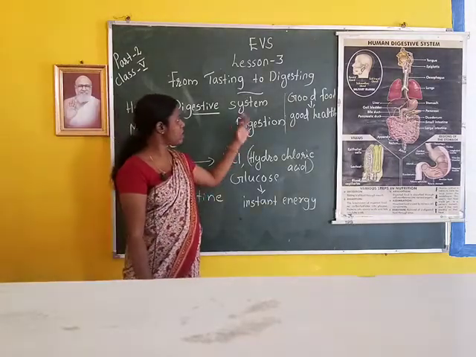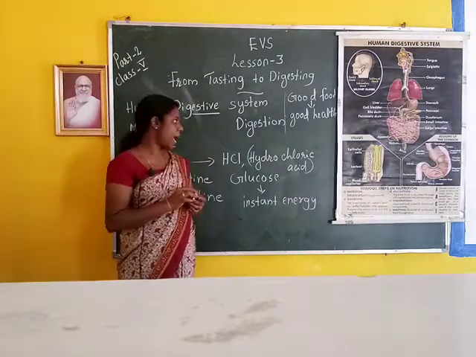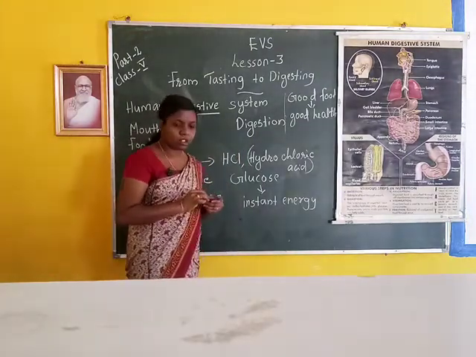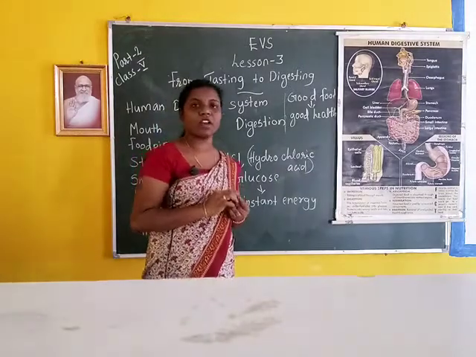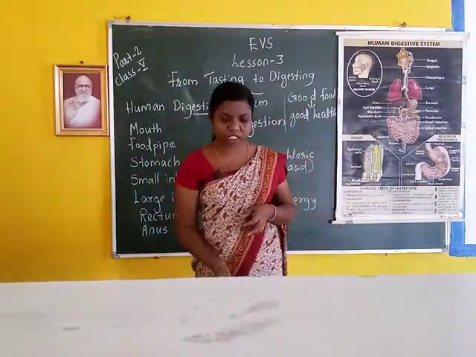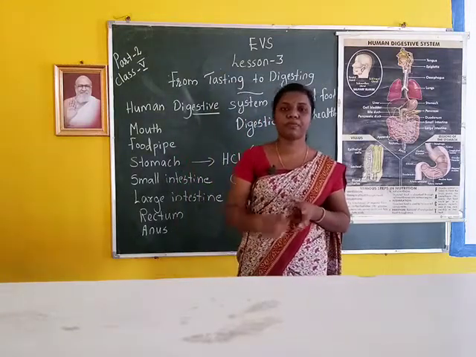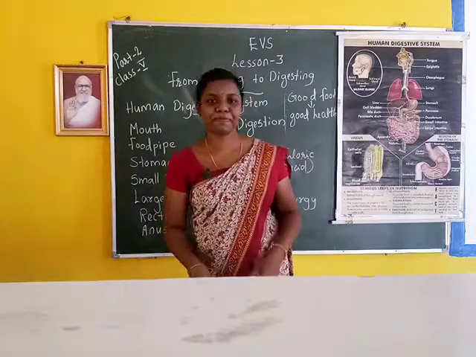Then next we studied how to eat good food for good health. Then glucose: glucose is a kind of food that gives instant energy. Then, what is the right of every child? Proper food. Okay. Thanks to all.